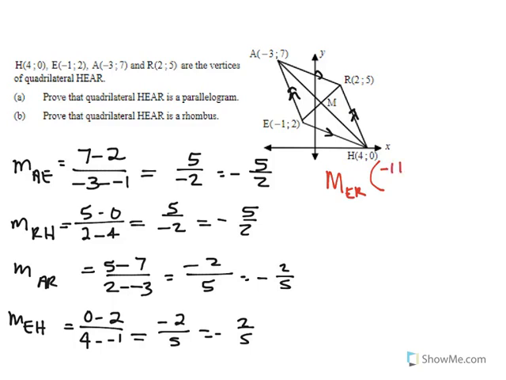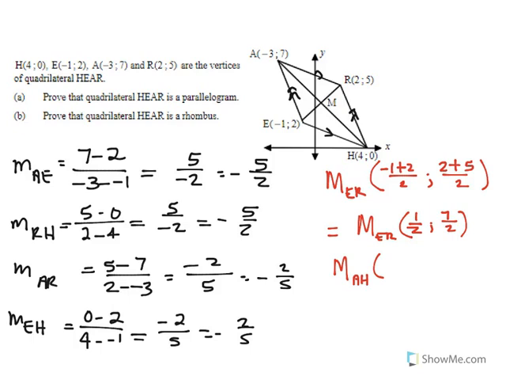So that would be -1 plus 2 divided by 2. And the y coordinate would be 2 plus 5 divided by 2. And so that would be, no, not minus, it would be positive 1 over 2, and the y coordinate would be 7 over 2. So that's the midpoint between E and R. Let's work out the midpoint between A and H. So that would be -3 plus 4 divided by 2, and 7 plus 0 divided by 2. And so the midpoint of AH would be positive 1 over 2, 7 over 2.